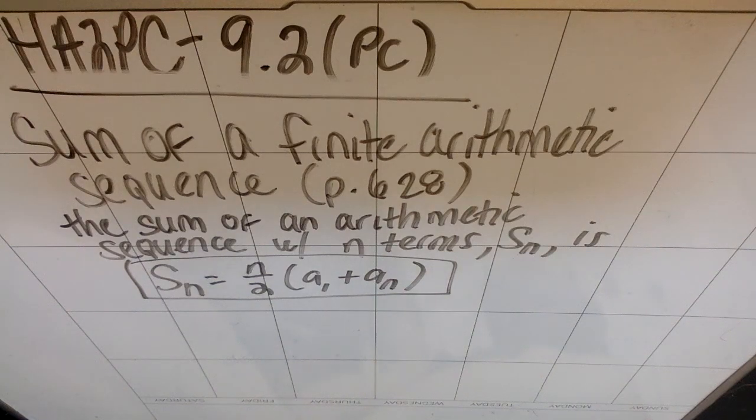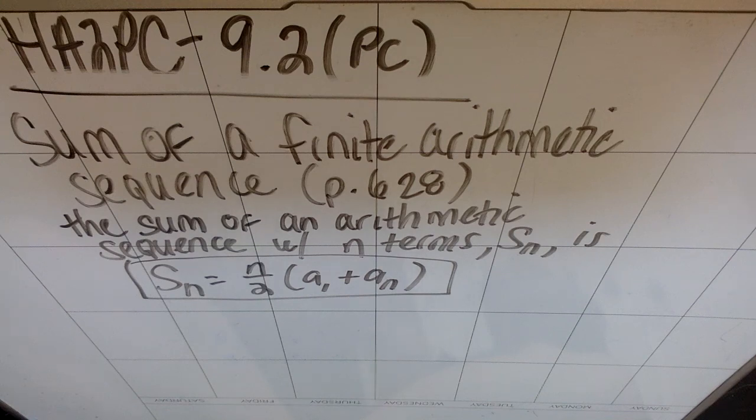Alright, this is Honors Algebra 2 Pre-Calculus, and we are back with 9.2 in Pre-Calc, which is arithmetic sequences and partial sums. So, let's talk about the sum of a finite arithmetic sequence. Remember, finite means does not have an infinite number of terms. It could have millions and millions of terms, but it stops, right? And we know arithmetic means there's a common difference between those terms.